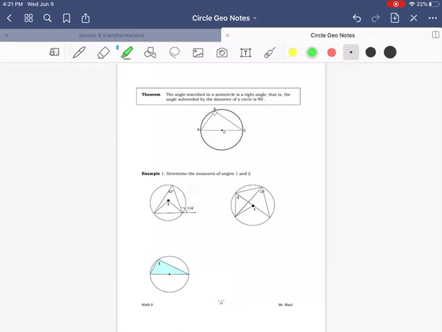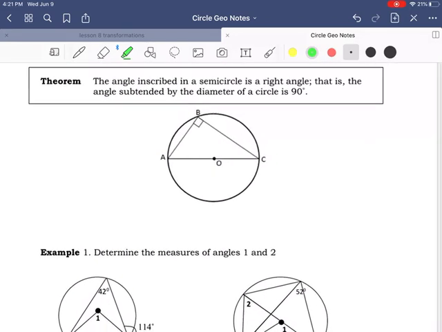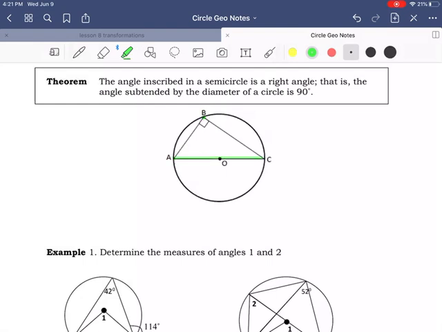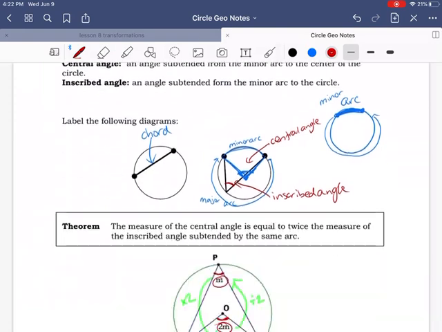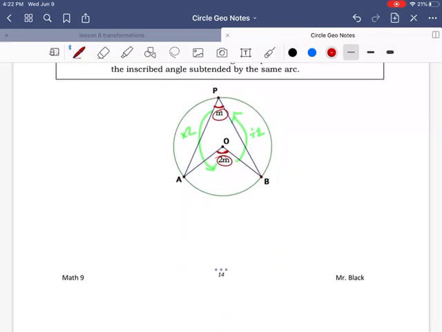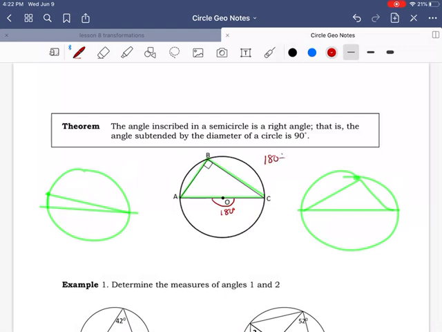Here's the second theorem. If we have a diameter and a third point somewhere, whatever that third point is, it's going to form a right angle triangle. It doesn't matter where the third point is, even if it's way over here, you're always going to get a right angle triangle. Pretty neat. This idea is based on a straight line being 180, and the central angle being twice the inscribed angle. So half of 180 is 90, so this has to be 90 degrees.